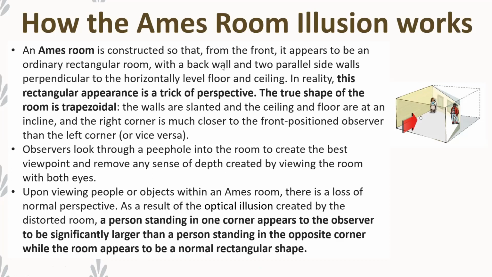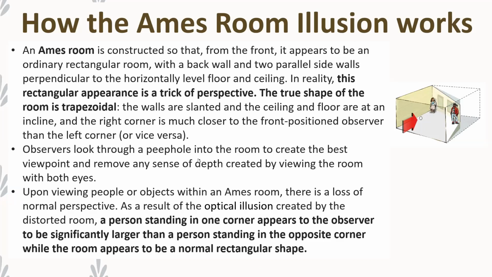So the main point I really want you guys to focus on is this particular point here. How does the illusion actually work? The illusion works because a person standing in one corner of the room appears to be a lot larger than the person standing in the opposite corner of the room. The room looks like a rectangle, but it's actually a trapezium. That's all you really need to know. I'm not going to ask you which side of the wall is higher than the other. That's just going to be too technical and too complicated.